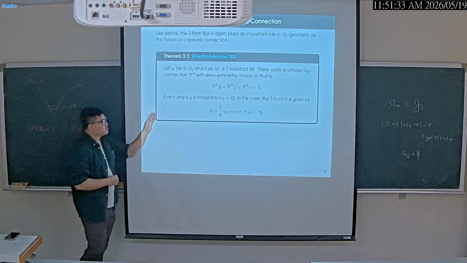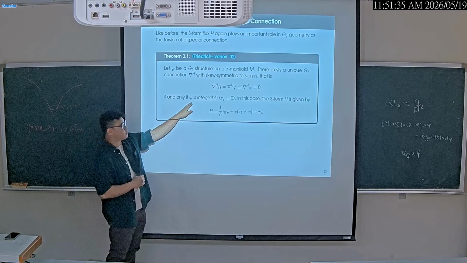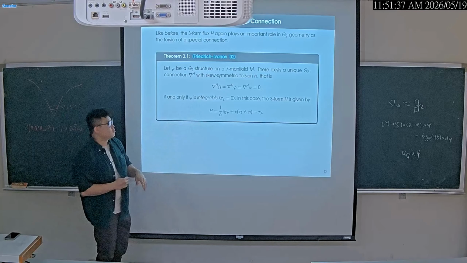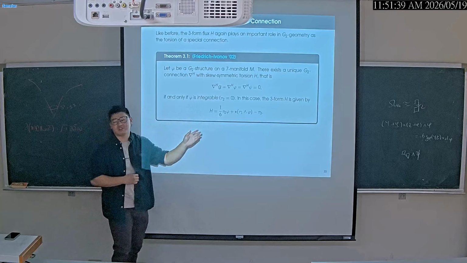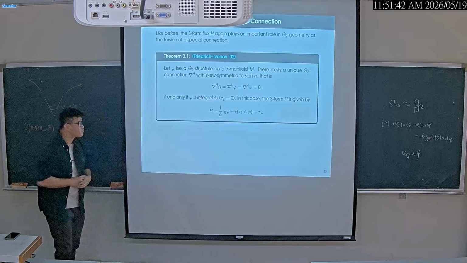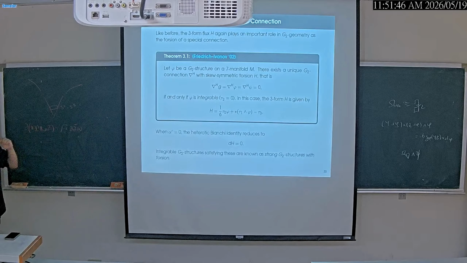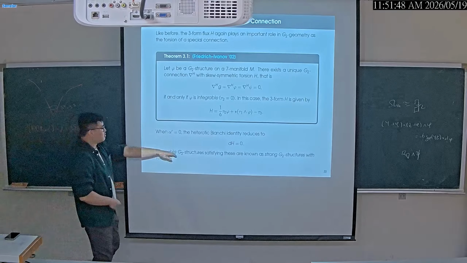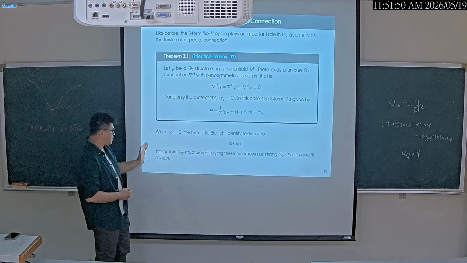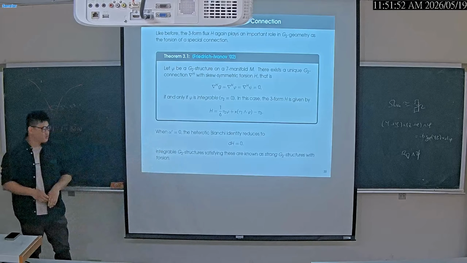This also only happens for a G2 structure when it's integrable. If it's not integrable, you don't have this. You can define this form, but it's not the torsion of the connection. And then in the simplified case, we're really solving this dH equals 0 equation, and these are called strong G2 structures with torsion.